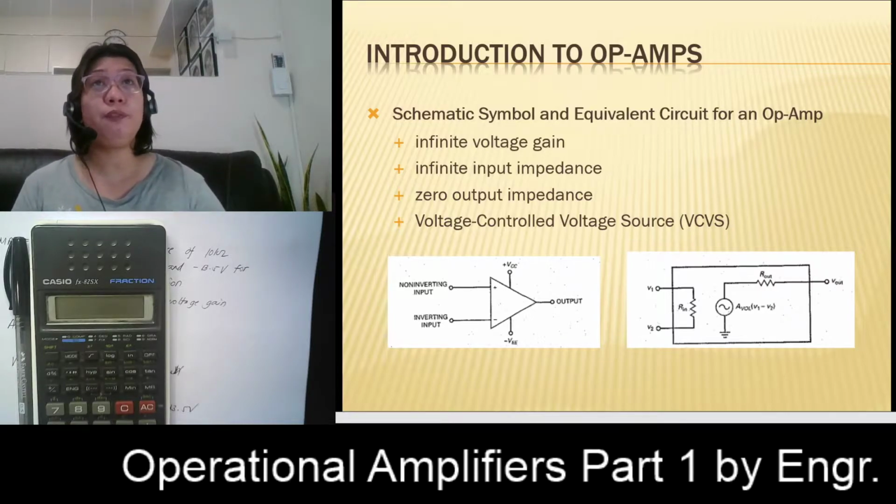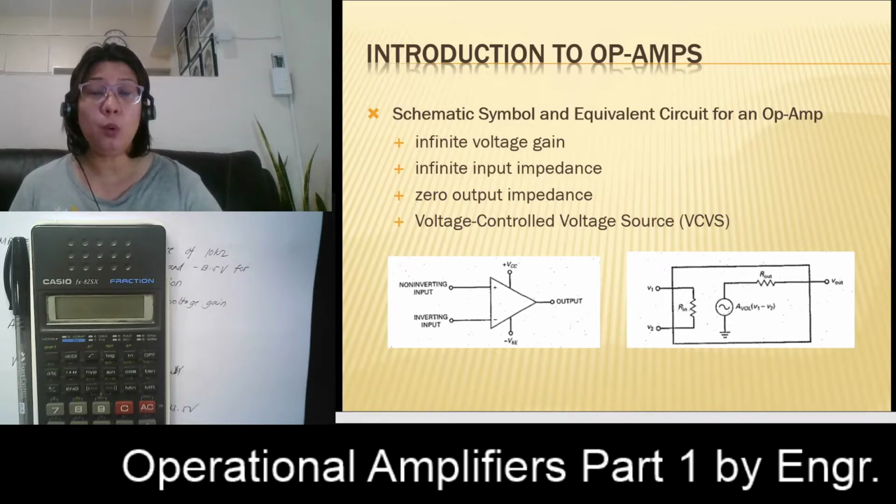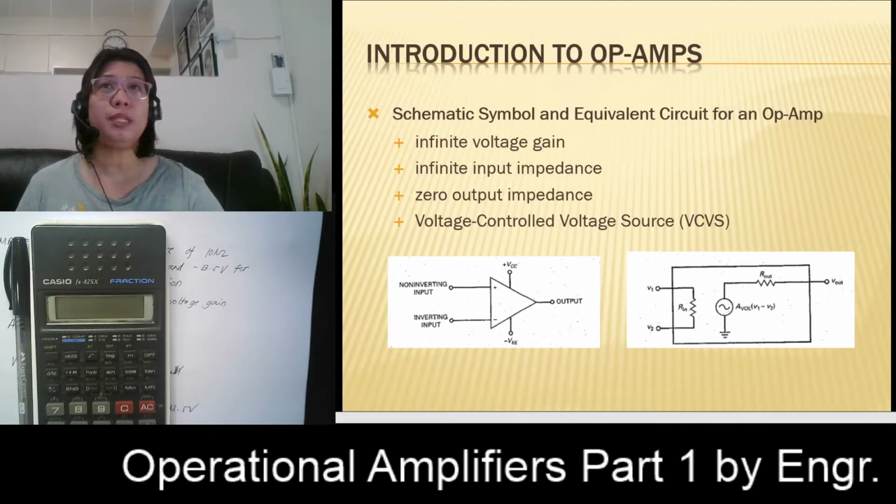If the ideal value is infinite, then the practical value means it is of a high value. Okay, so zero output impedance. If the ideal value is zero output, that means your output impedance is very, very low. So an ideal operational amplifier represents a perfect voltage amplifier. That's why we also call this a voltage controlled voltage source operational amplifier, or VCVS.